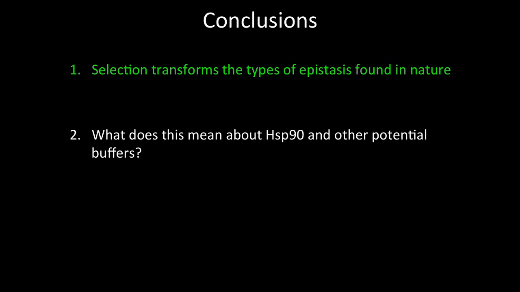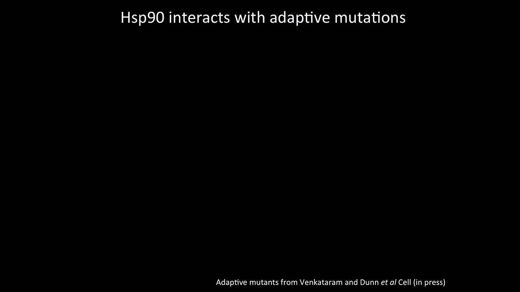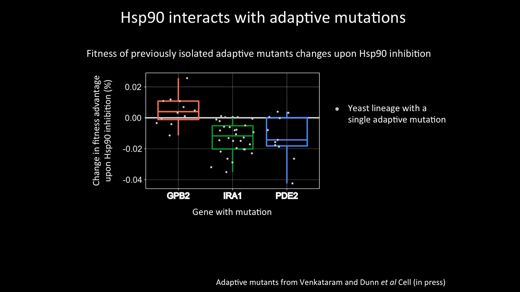We recently asked whether it also interacts with adaptive mutations and found that it did. In this plot, every point represents a yeast strain with a single adaptive mutation in one of these 3 genes. And you can see that Hsp90 inhibition modifies the fitness advantage of these lines in a gene-dependent way. Depends on what mutation or what gene that mutation is in.